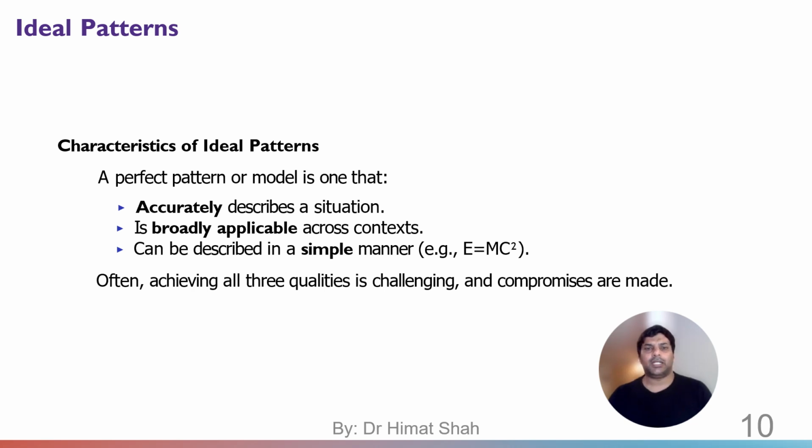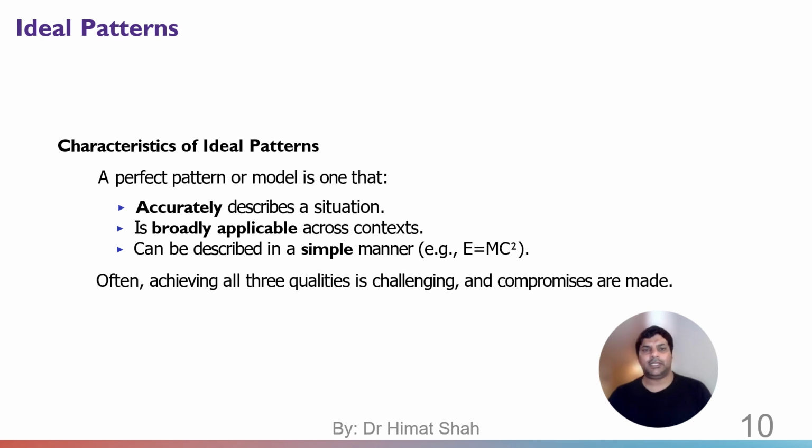It is easy to understand, like Einstein's formula, E equals mc squared. E is the energy, m is the mass, and c is the speed of light, which elegantly connects energy, mass, and the speed of light.